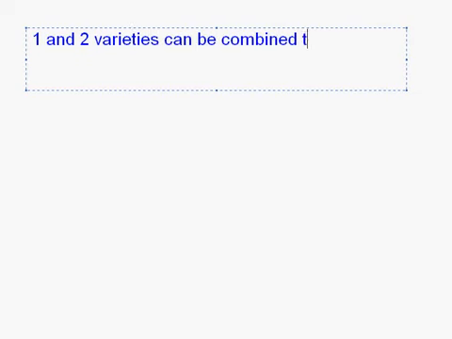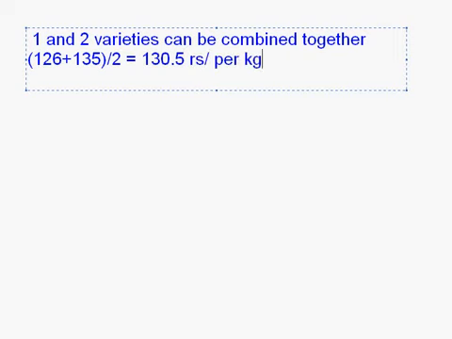Okay, so we'll solve it here. Look carefully. The 1 and 2 varieties can be combined together. Since the ratio is 1:1, we can easily write 120 plus 135 upon 2, which will be equal to 127.5 rupees per kg. Okay, so this is what we got. Now this is a kind of new variety. So we have got one new variety of rupees per kg.